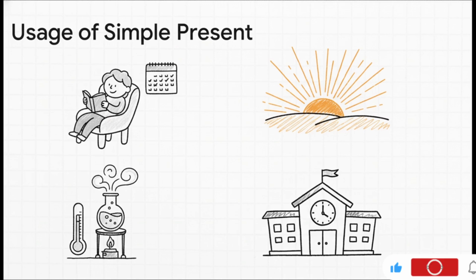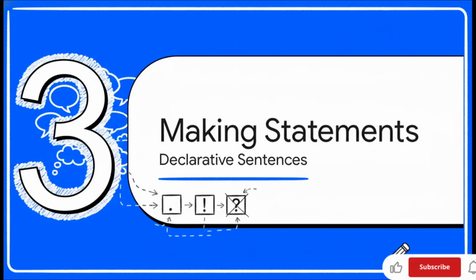Then you have universal truths, things that are just always true, like the sun rises in the east. Can't argue with that. Same goes for general facts, scientific principles, like water boils at 100 degrees Celsius. And finally, routines or schedules. For example, I go to school at 9 a.m. See the common thread here? It's all about consistency and reliability. Okay, theory time is over. Now let's see how this all works in real sentences.